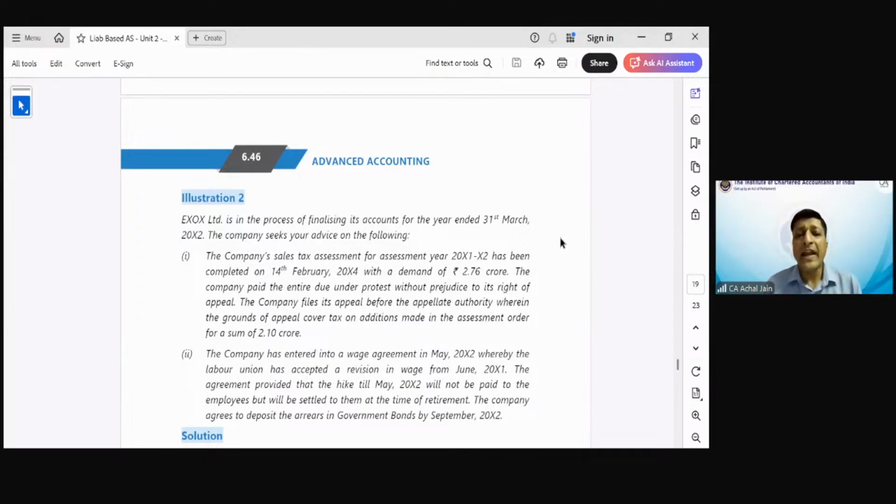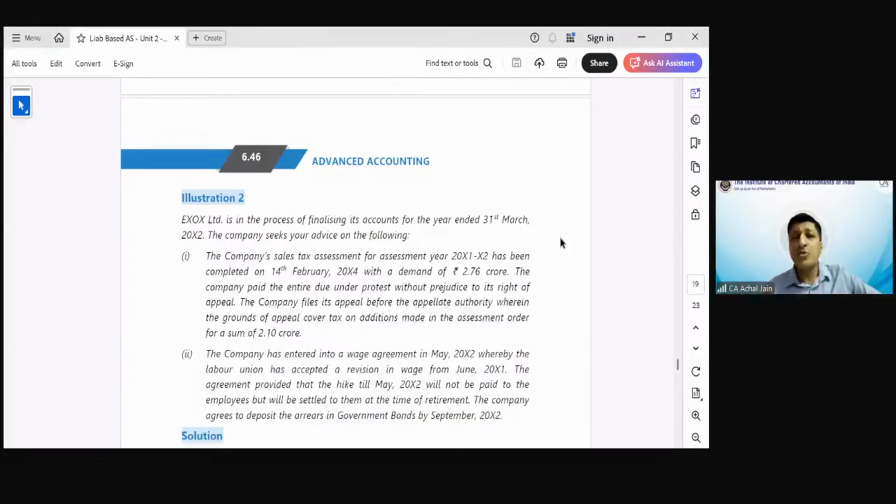The company paid the entire amount under protest. Under protest means as per the requirements of law, you are required to pay that amount, but you can always go into litigation without prejudice to its right of appeal. Company files its appeal before the appellate authority, wherein the grounds of appeal cover tax on the additions made in the assessment order for a sum of rupees 2.1 crore. In this case, how will you record this?